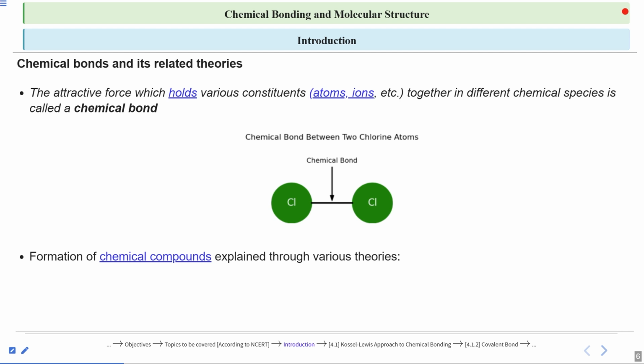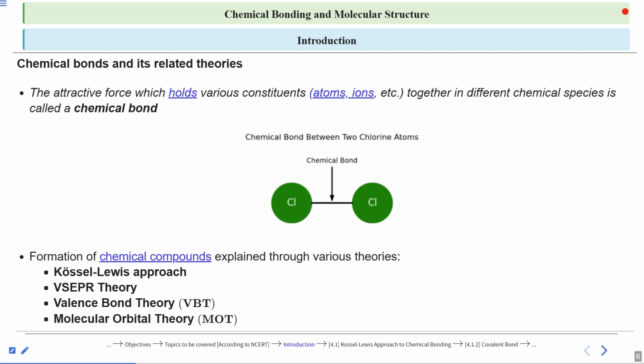Now what are the theories that were developed from time to time to explain this chemical bonding? There are a lot of theories. We will only cover those which are important from the exam point of view. The first is the Kossel-Lewis approach, which is our today's focus. This may seem simple to you because you have seen the Lewis structure in your previous classes. If not, then I will try to make it as easy as possible through simple techniques. Then we will move on to the VSEPR theory, the most important one, valence bond theory, and lastly, molecular orbital theory.